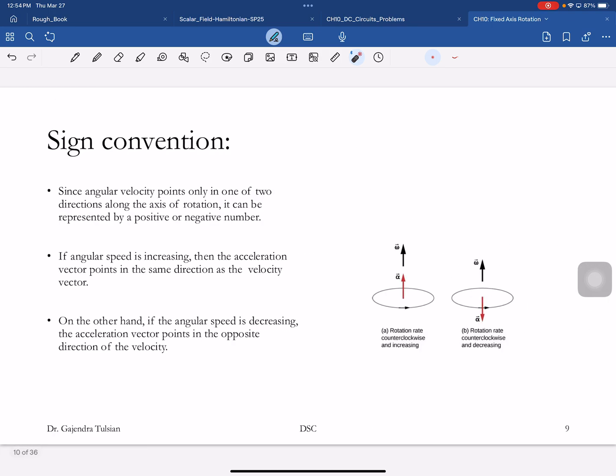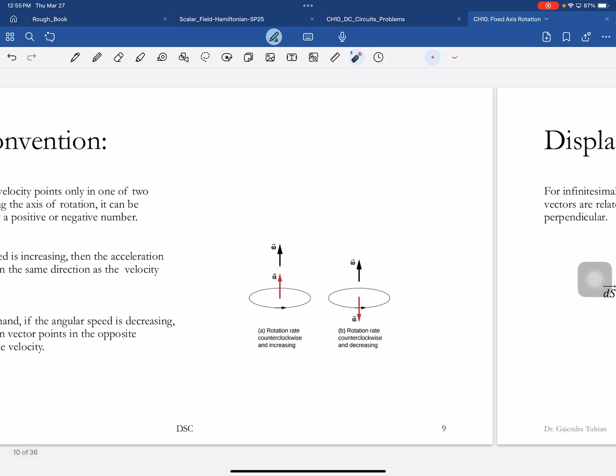Again, sign convention: alpha, the acceleration, is pointing in the same direction as the angular velocity if the magnitude is increasing. And it's pointing in the opposite direction if it's slowing down, if the magnitude of the angular velocity is decreasing. So if angular speed is increasing, then the acceleration vector points in the same direction as the velocity vector.